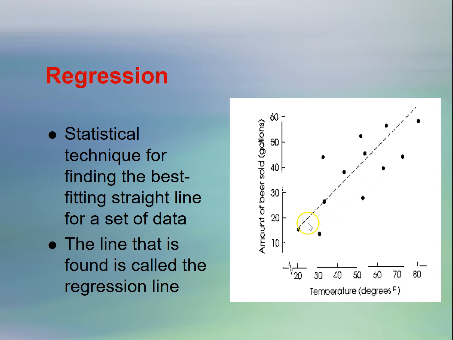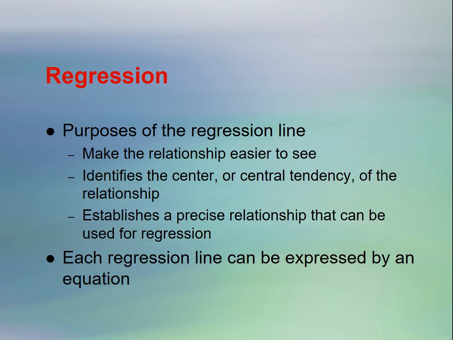Regression is a statistical technique for finding the best fitting straight line for a set of data. The line that is found is called the regression line. Purposes of the regression line are threefold. 1. Make the relationship easier to see. 2. Identify the center or central tendency of the relationship. And 3. Establish a precise relationship that can be used for prediction. Each regression line can be expressed by an equation.